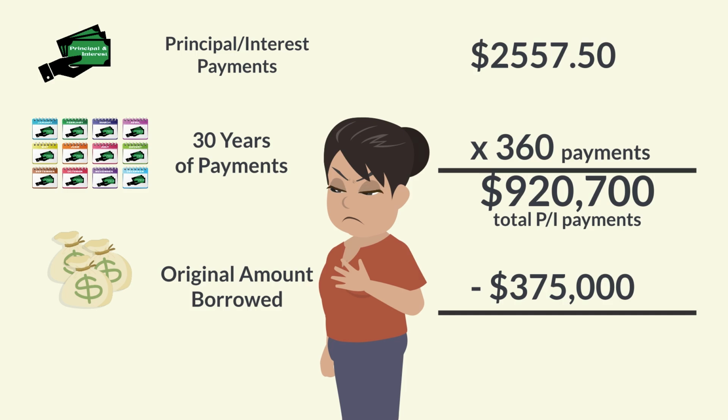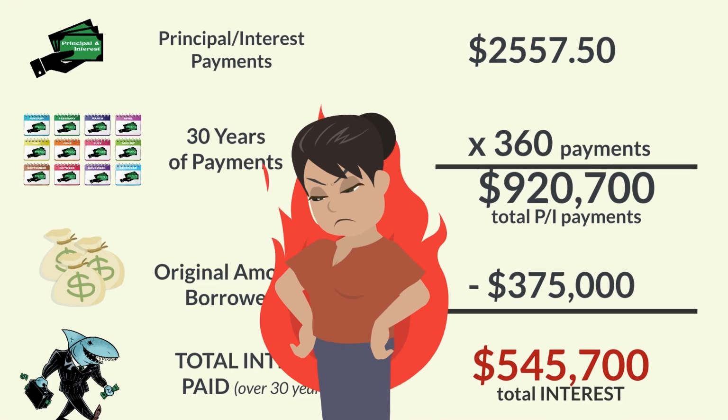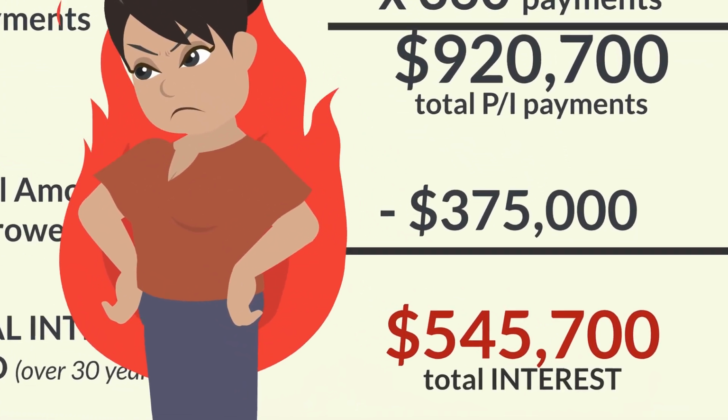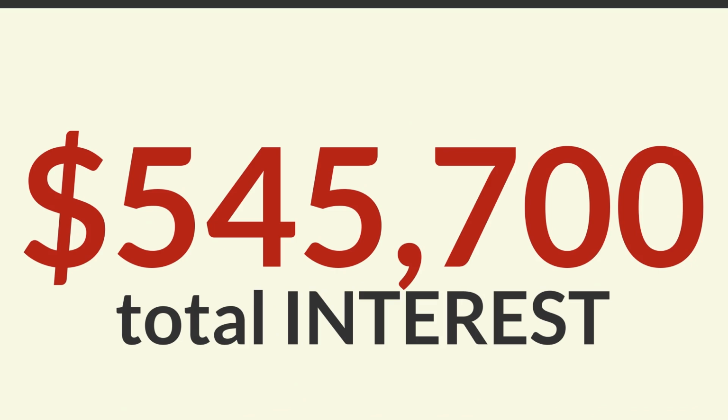The difference between the total she will have paid, $920,700 in 30 years, and the amount she actually borrowed to buy the house, $375,000, is $545,700. After 30 years, Claudia will have paid $545,700 in interest to the bank, almost double of what she originally borrowed.